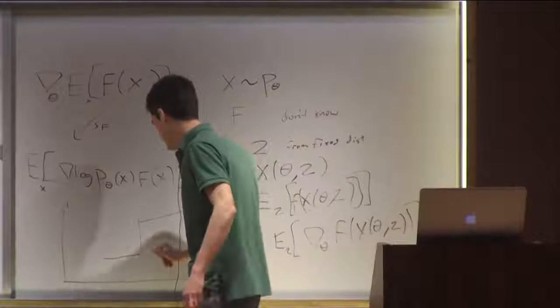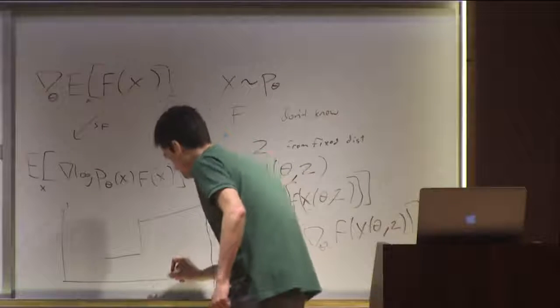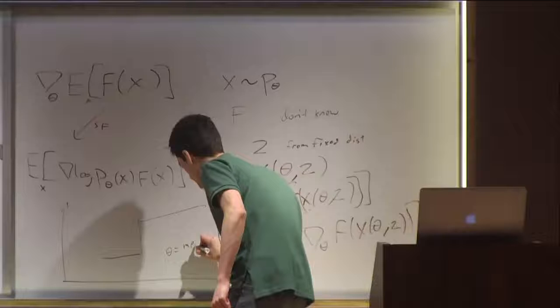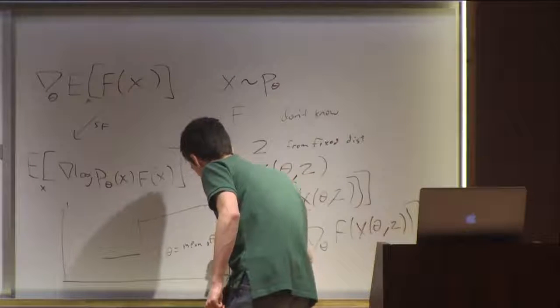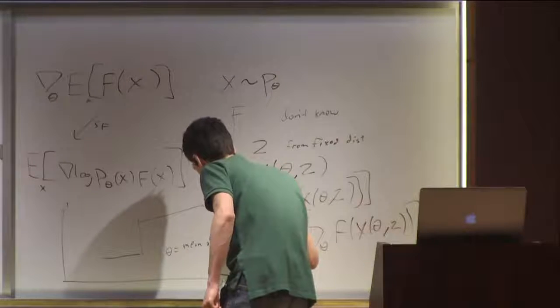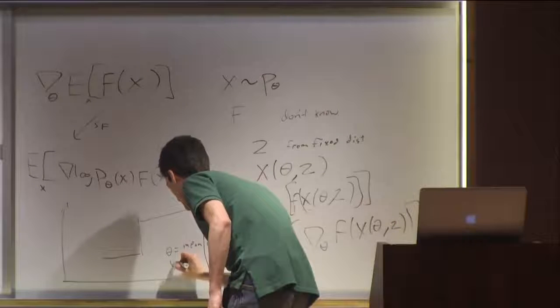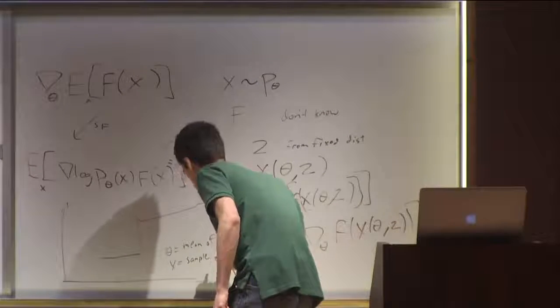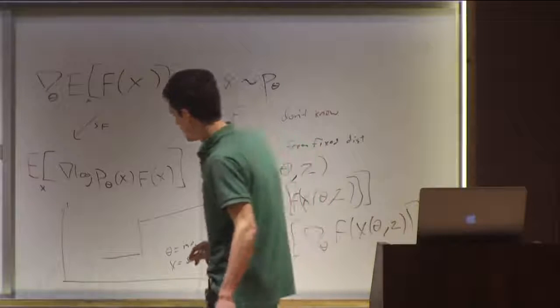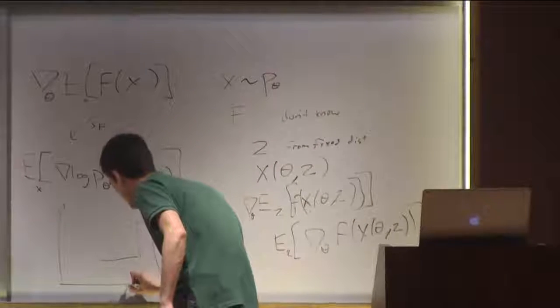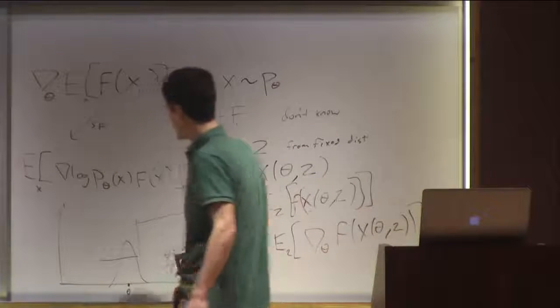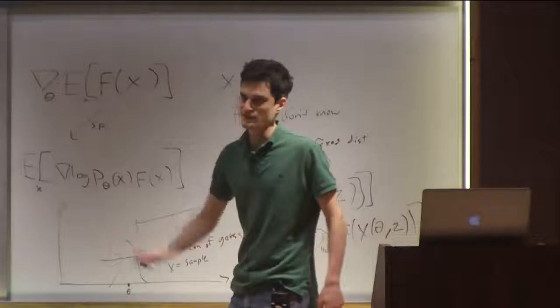Let's say theta is the mean of a Gaussian distribution, and x is the sample from the Gaussian distribution. So here theta is the mean, and then we sample from this Gaussian. And then for f(x), we apply this step function.